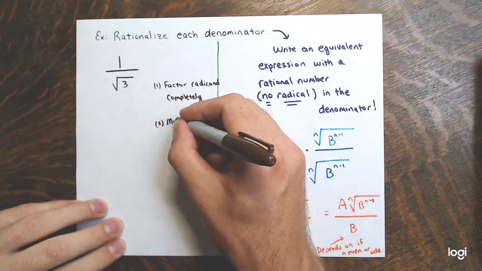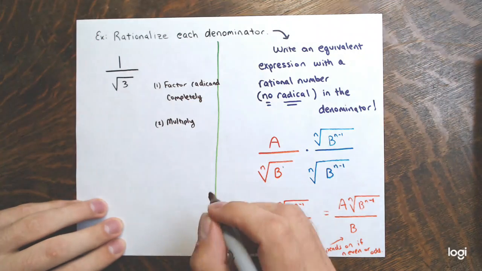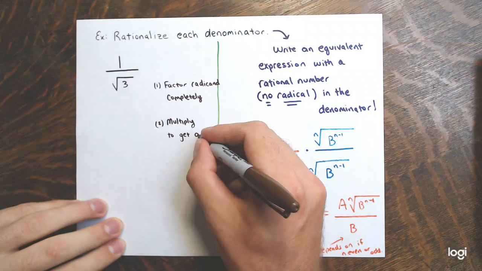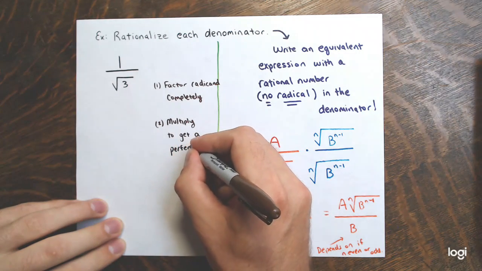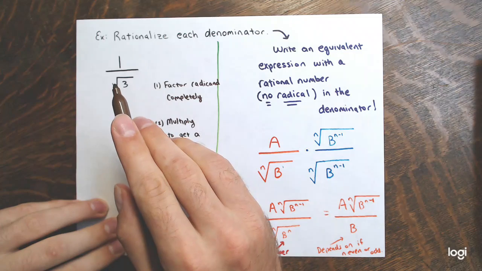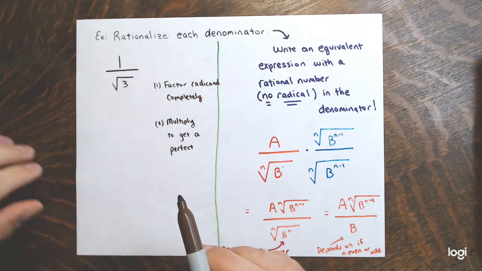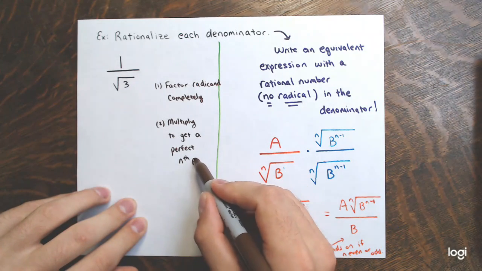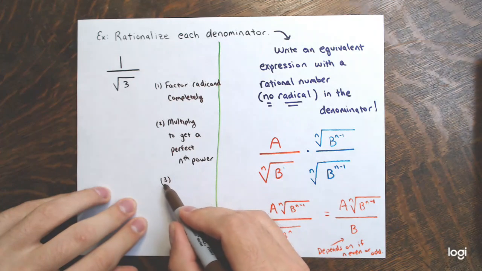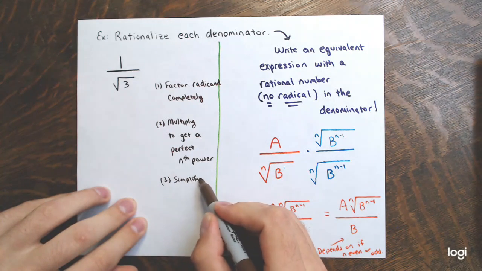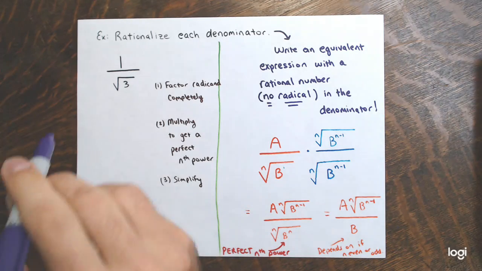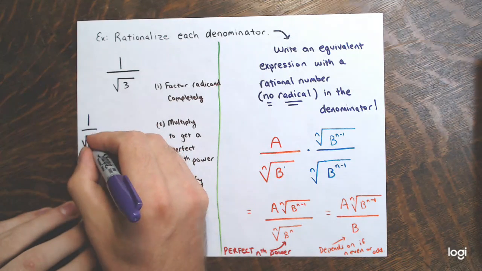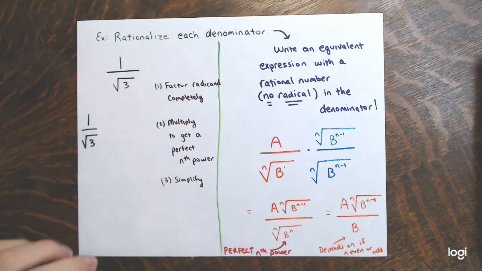And then we're going to multiply, using that product property, to get a perfect nth power in the radicand. I want exponents that are multiples of 2 here. This is a square root, so I'm looking for perfect squares in the radicand. So, a perfect nth power. And then, of course, simplify at the end. So I'm starting here with 1 divided by the square root of, and when I factor 3 completely, it's just 3 to the first power.